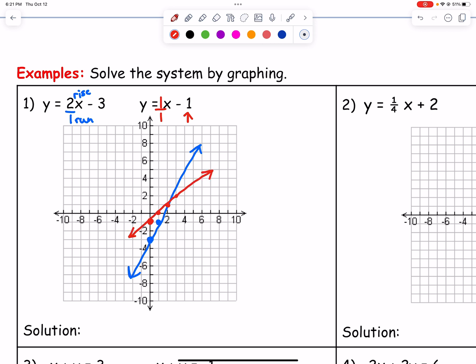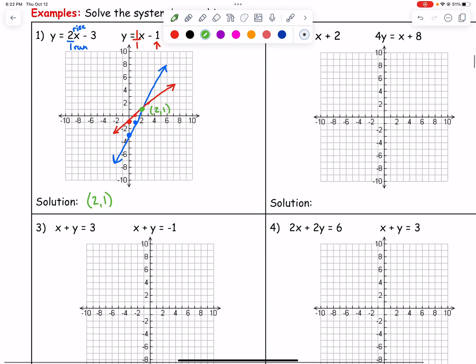So we can tell where they touch is at the point right here, which looks like it would be (2, 1). So we can just pick that out and write it as an ordered pair. Let's look at another one.